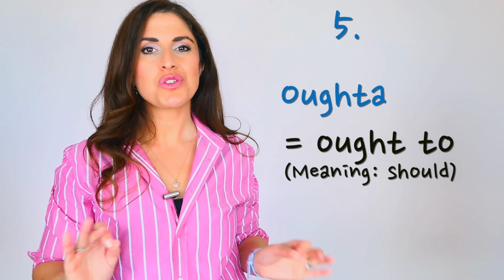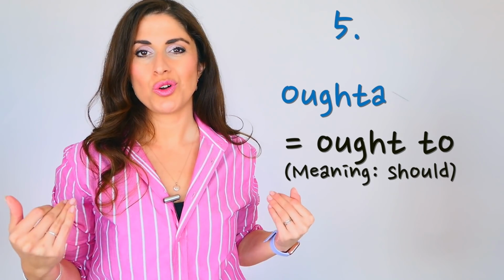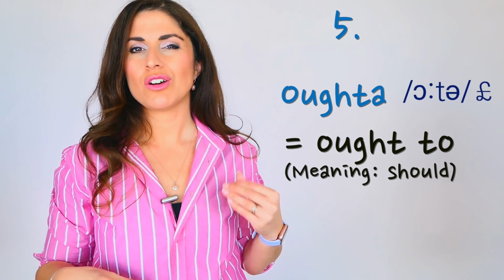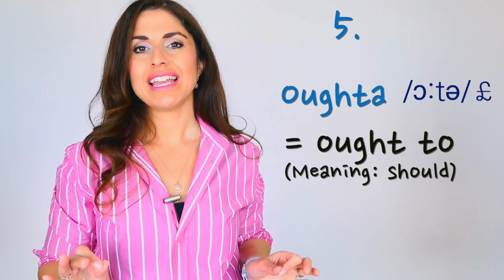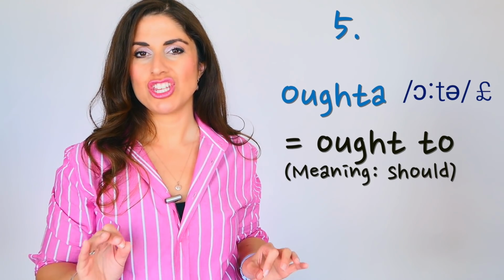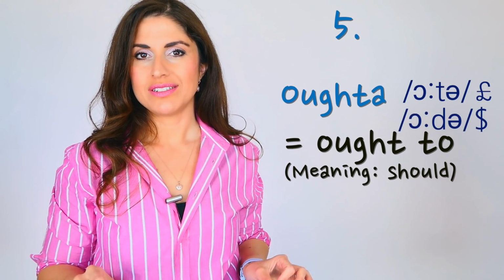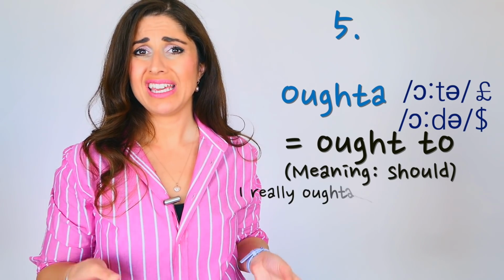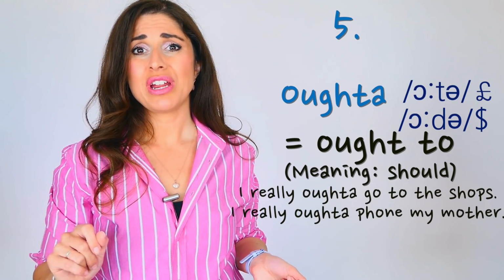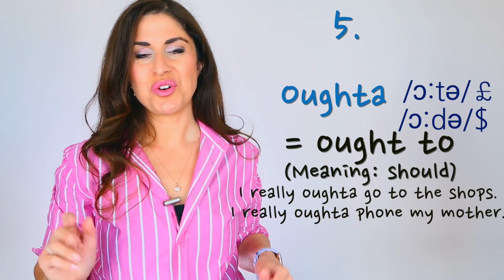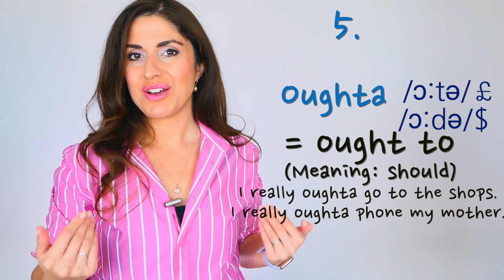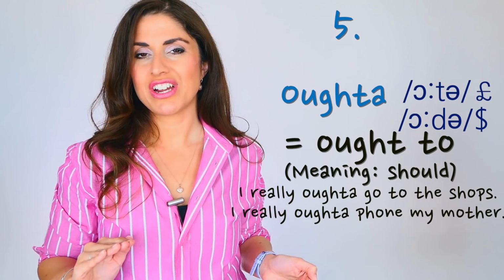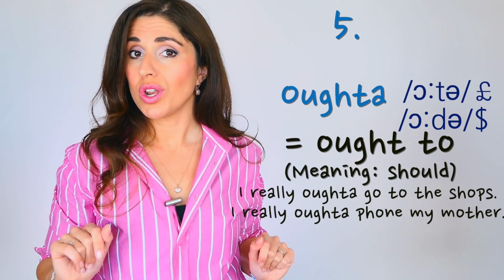Now, depending on your nationality, British, oughta, but probably Australian or American, you're more likely to remove that T sound and use a D. Order. I really ought to go to the shops. I really ought to phone my mother. Oughta. I would say oughta, but American, Australian might use order.